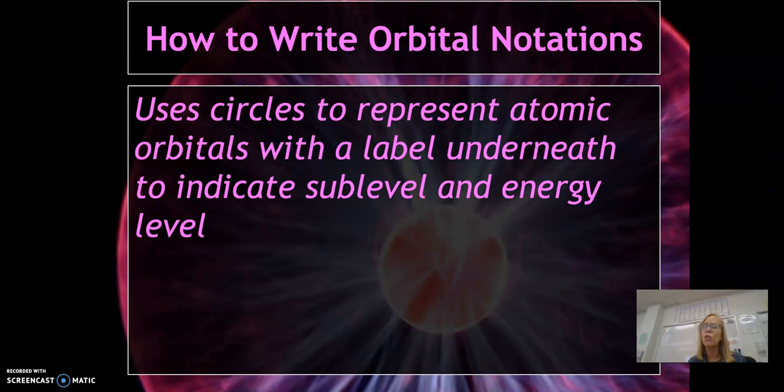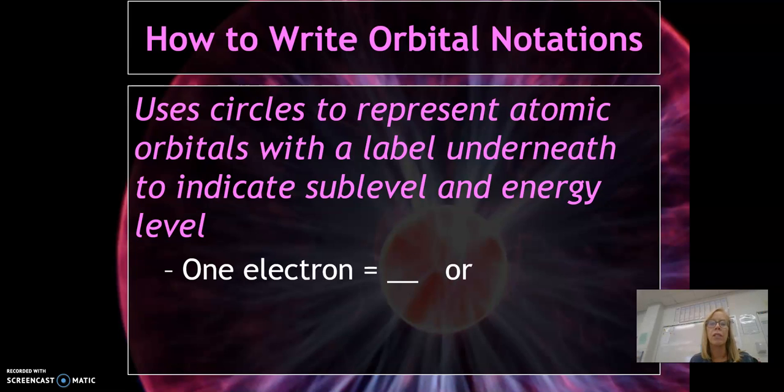You're going to use circles. I sometimes use lines, and I'll show you that when I do some example problems in a separate video. But you can use circles or lines to represent the atomic orbitals. And then you'll have a label underneath it to indicate the sub-level and the energy level. I'll show you an example of what that looks like.